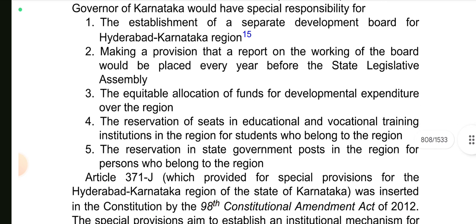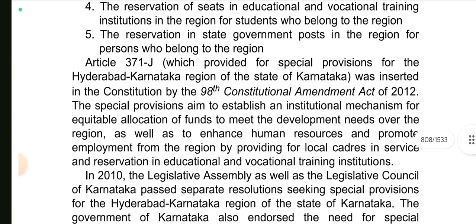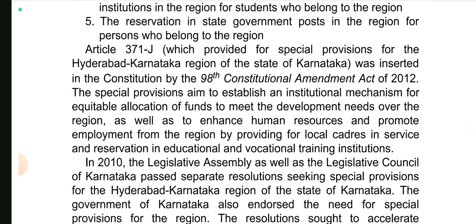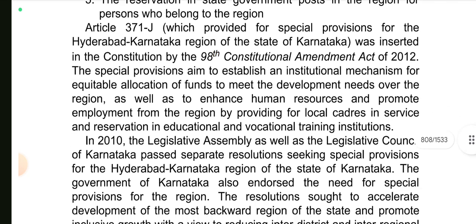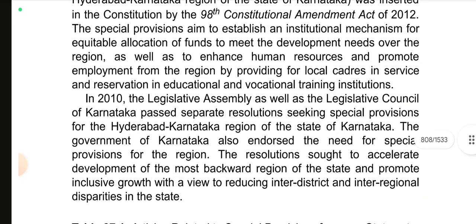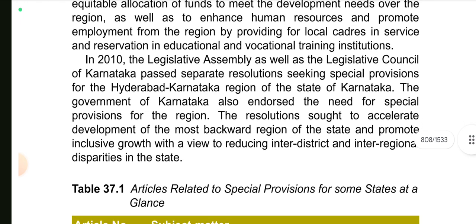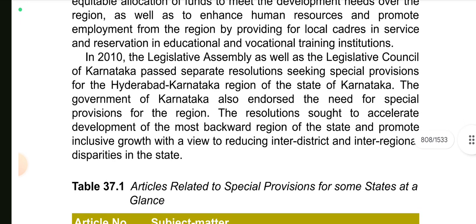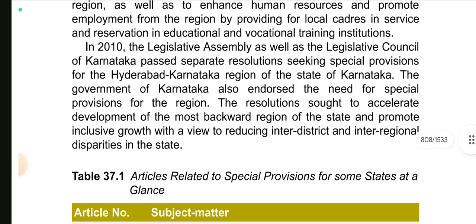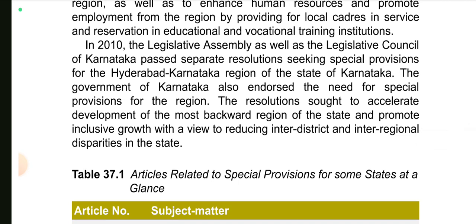Article 371J, which provides for special provision for the Hyderabad Karnataka region of the state of Karnataka, was inserted in the constitution by the 98th Constitutional Amendment Act of 2012. The special provisions aim to establish an institutional mechanism for equitable allocation of funds to meet the development needs of the region, as well as to enhance the human resources and promote employment from the region by providing for local cadres in service and reservation in educational and vocational training institutions.